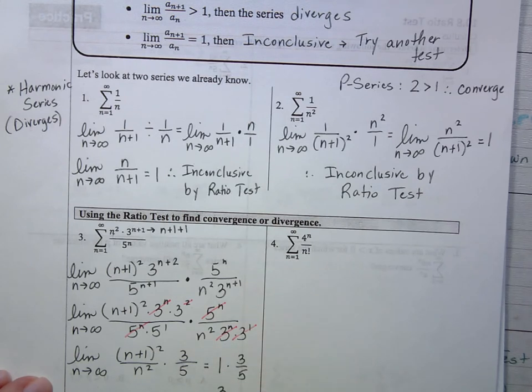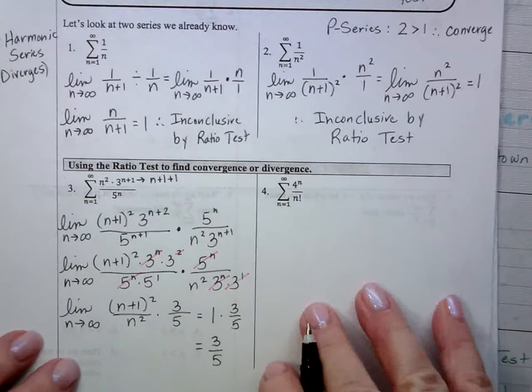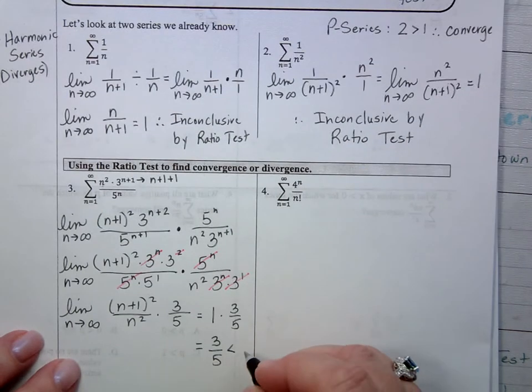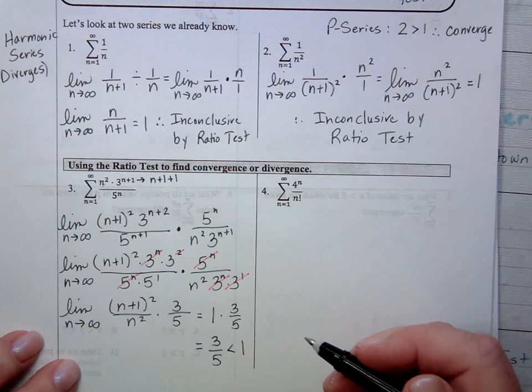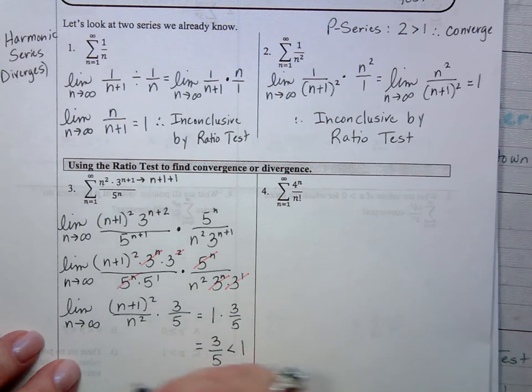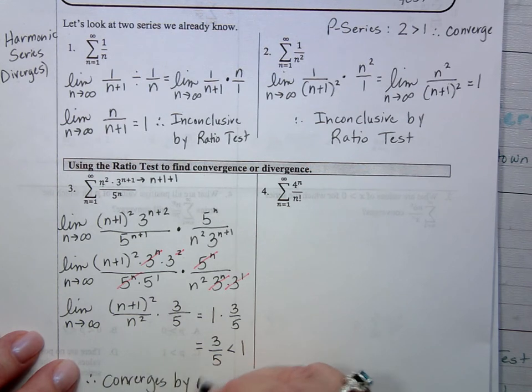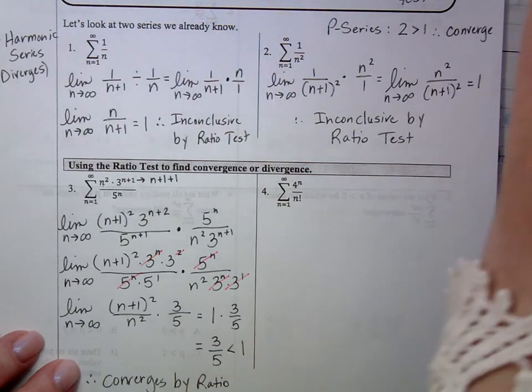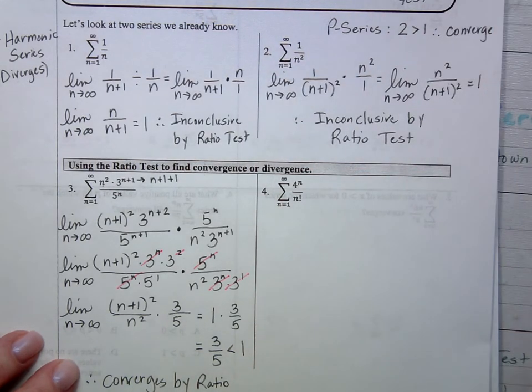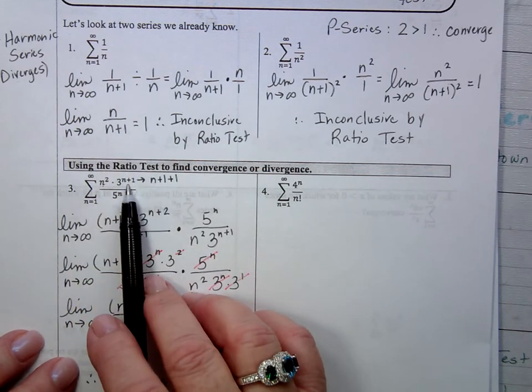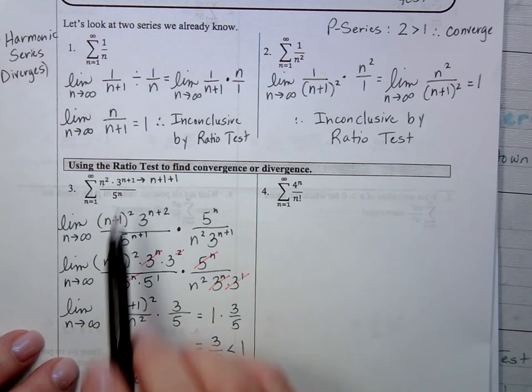Well, if 3/5 is less than 0, I'm sorry, less than 1 from our box up above, then I know that this thing converges by the ratio test. So the ratio test isn't always going to be inconclusive like those first couple examples look like. So when you see exponents that can be separated, that's a clue for the ratio test. That's one of your clues.